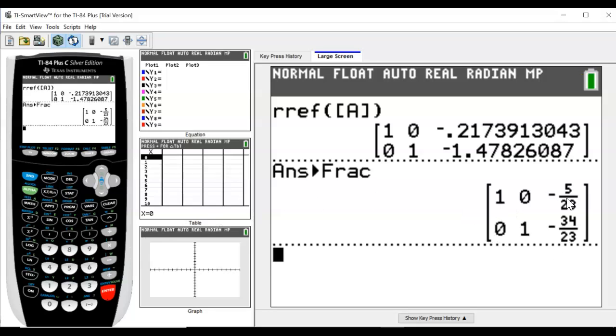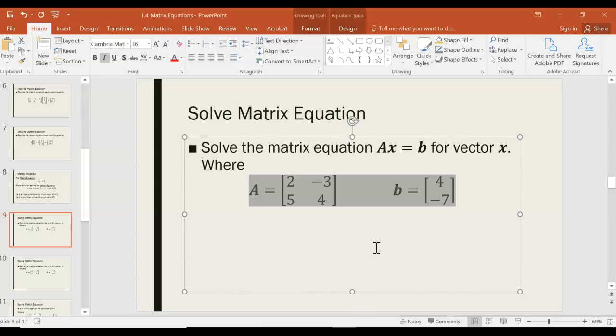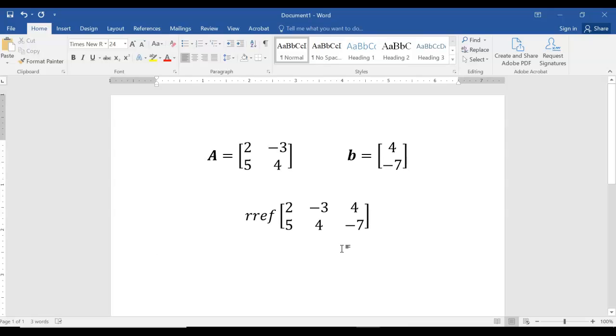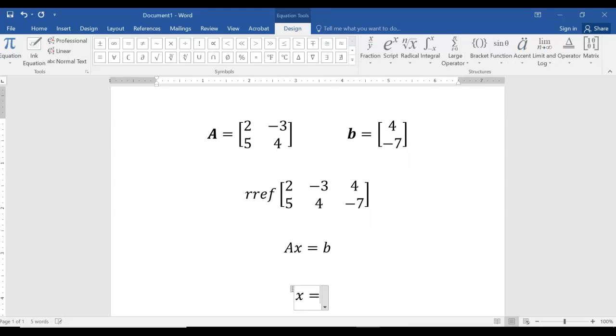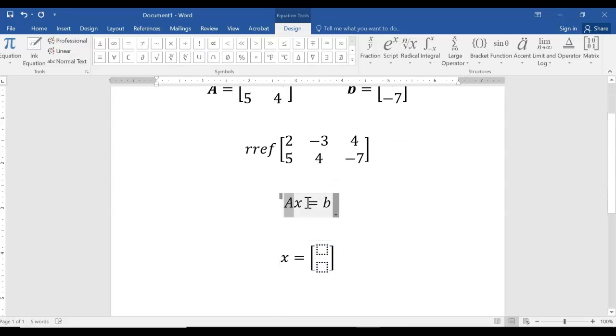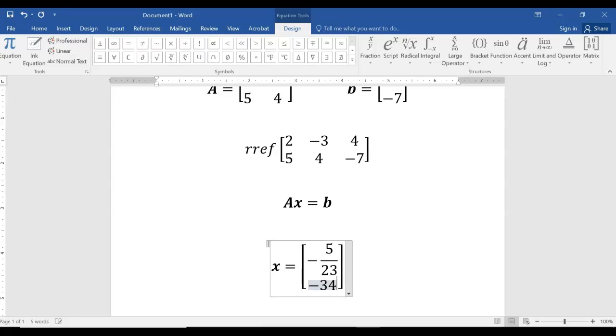And when we reduce that, this is what we end up with. Okay? So 1, 0, -5/23, 0, 1, -34/23. Now, if we go back to what we were actually asking, solve the matrix equation for x, what we just found out is that in order for Ax equal b to be true, x needed to be the vector, I should probably put this in bold, x needed to be the vector -5/23 and -34/23.